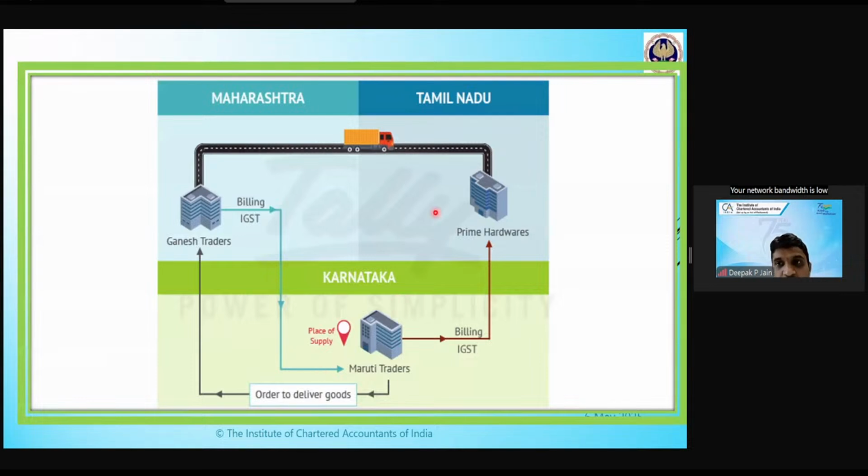So in case of bill to ship to transaction, again, same diagram to understand: when Ganesh Traders bills to Maruti Traders, even though he is not receiving it, it is getting received by Prime Hardwares. This will be treated as received by Maruti Traders itself, because the goods are delivered to Prime Hardwares on behalf of Maruti Traders. It will be treated as receipt. Goods are deemed to be received by Maruti Traders.